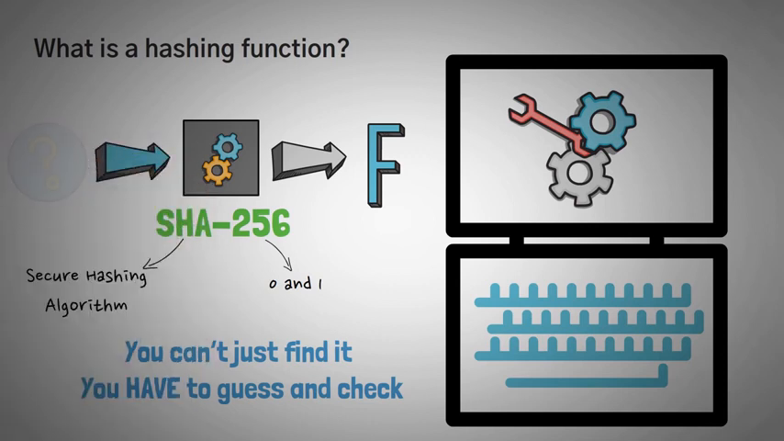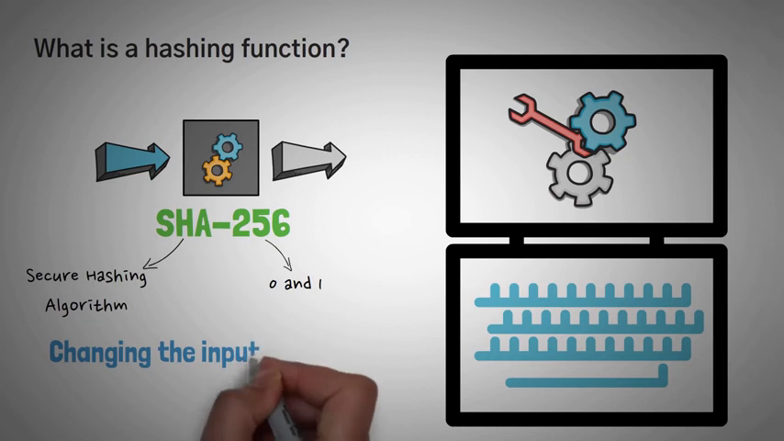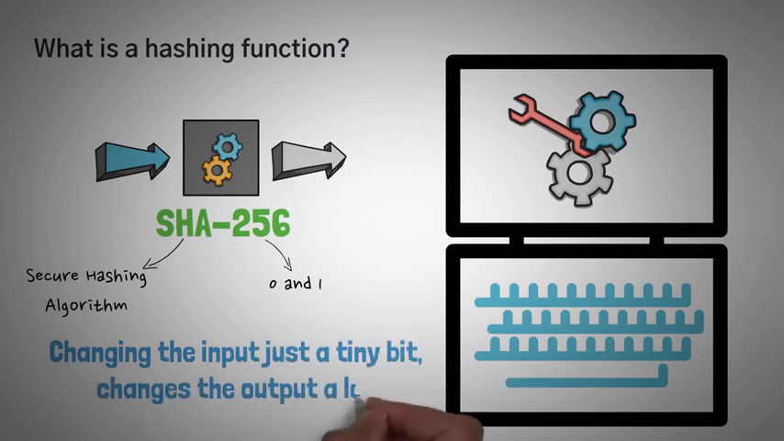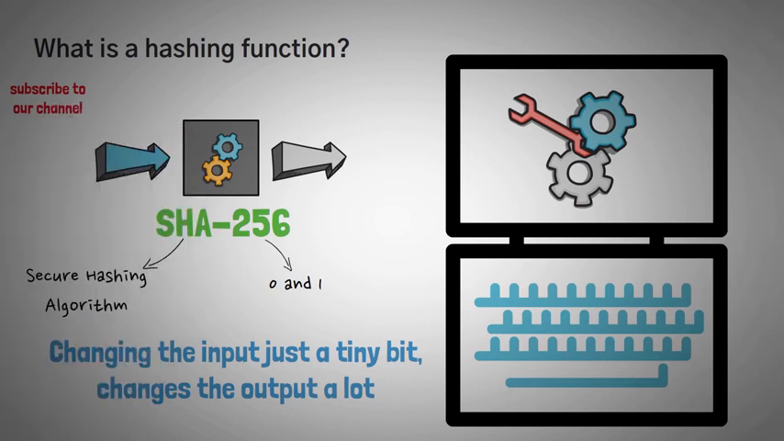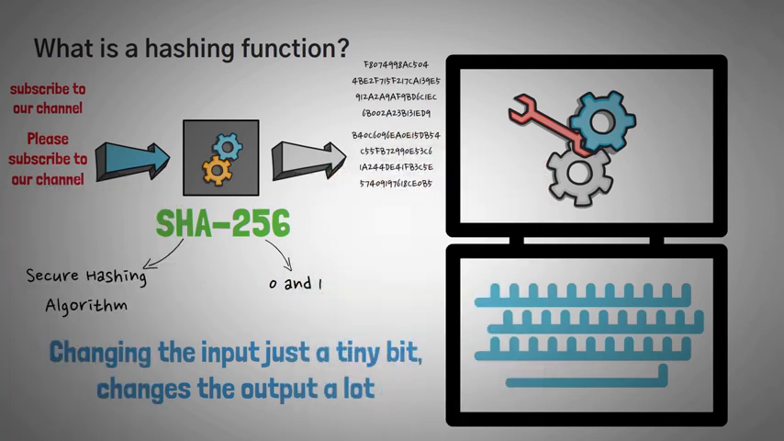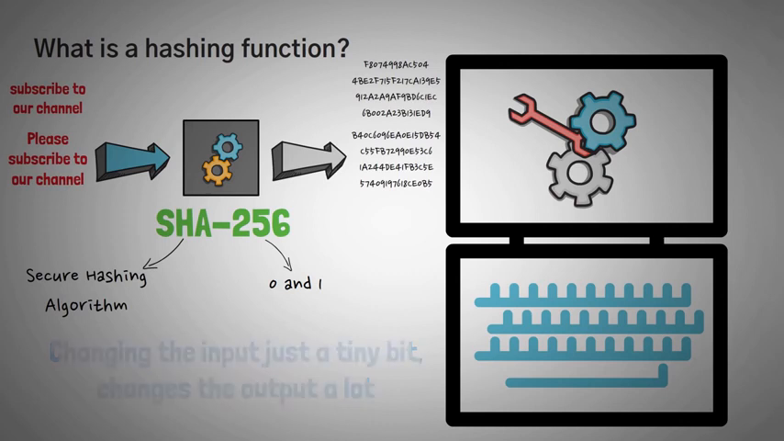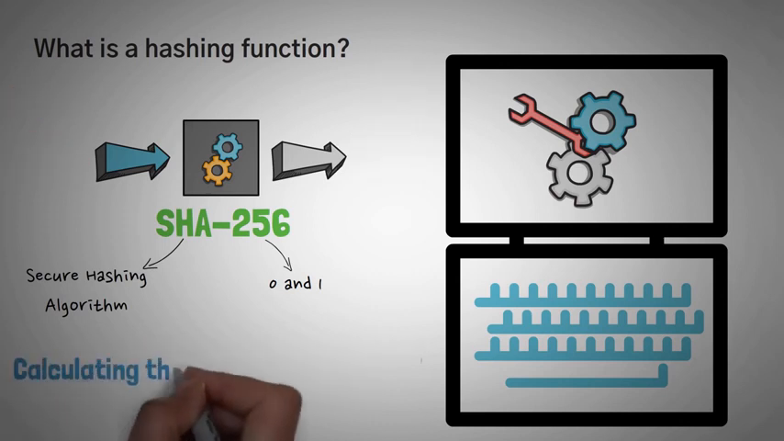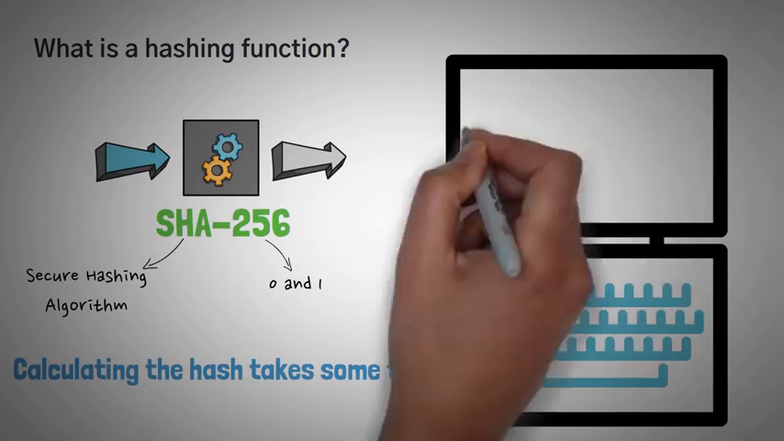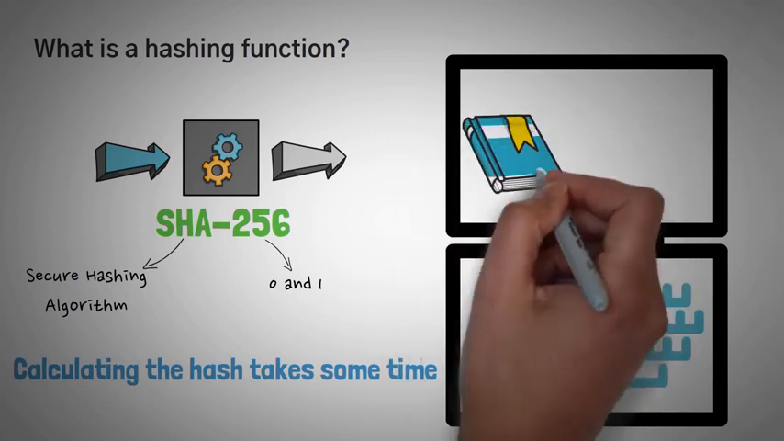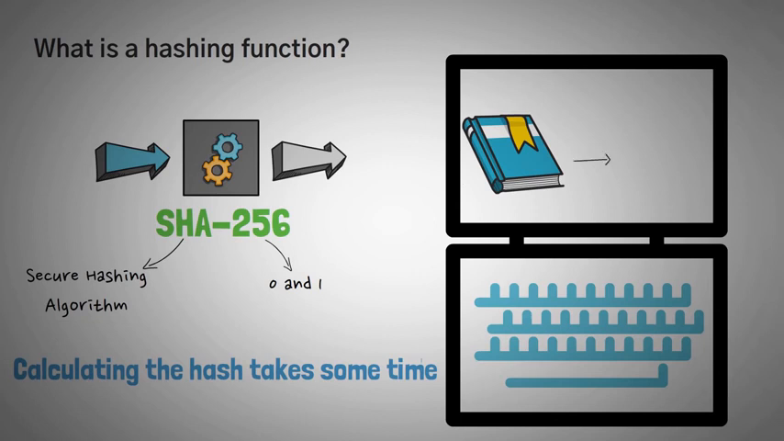The second thing you need to know about hashing functions is that changing the input just a tiny bit changes the output a lot. So basically, if you do SHA-256 of this subscribe to our channel, you get this as the output. However, if you do please subscribe to our channel, you get this. See, these are completely different, even though we added one word. And lastly, the third thing you need to know is that calculating the hash takes some time. Now, it might only take a few milliseconds for one tiny string of text, but if you have an entire book that you're doing, or if you want to check a few million variations of it, it starts to rack up time and computing power.